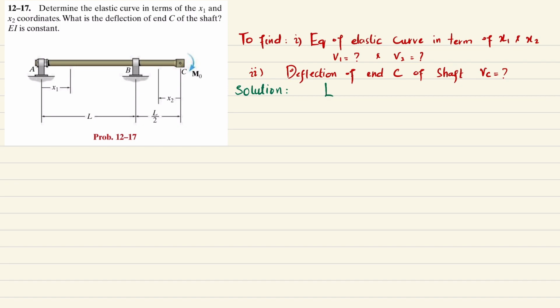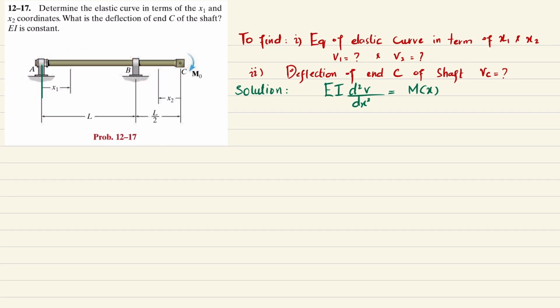As we know, for the equation of the elastic curve we have d squared v over dx squared, where v is the deflection in the y direction and x is the coordinate, equal to M of x over EI. So we will find the moment equation. For that we have to find the reaction forces at points A and B. Due to this loading, the deflection will be like this, so we will have a reaction force at B which is RB, and a reaction force RA.